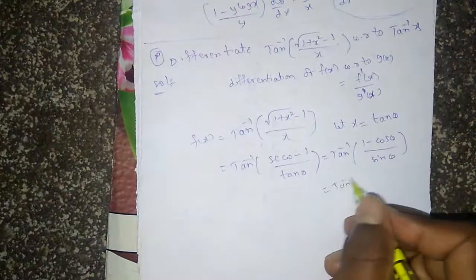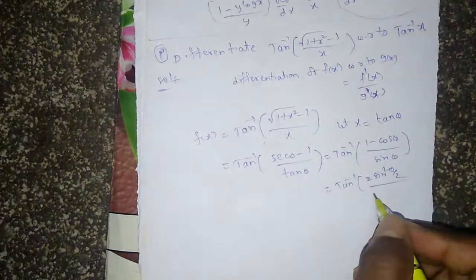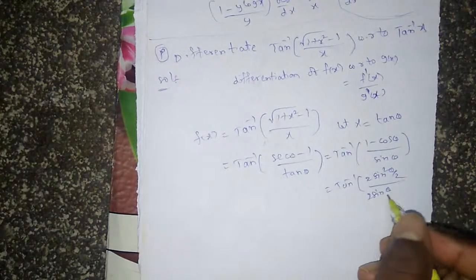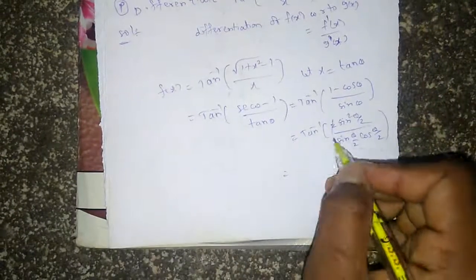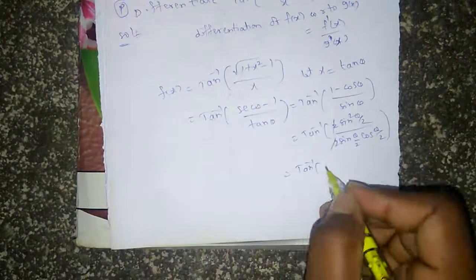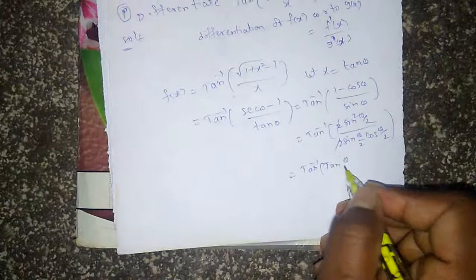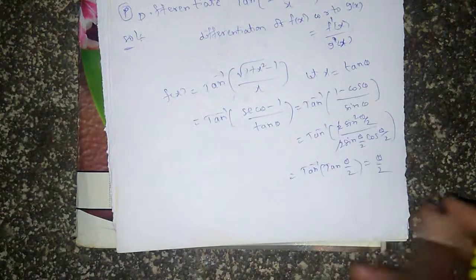That is tan inverse of 1 minus cos theta, which is equal to 2 sin square theta by 2, by sin theta, which is equal to 2 sin theta by 2 cos theta by 2. So they are submultiple angle formulas. Here 2 gets cancelled, one sin gets cancelled, you will have tan inverse sin theta by 2 by cos theta by 2, that is tan theta by 2. Here tan inverse tan gets cancelled, that is equal to theta by 2.